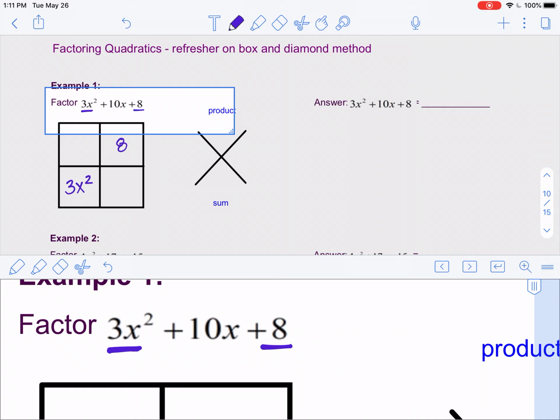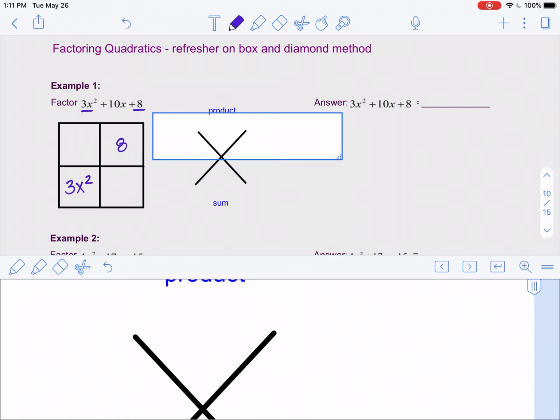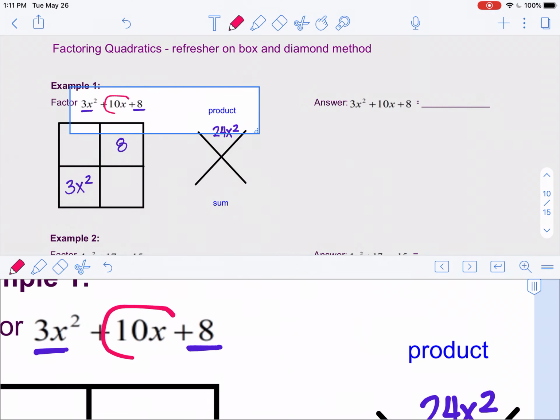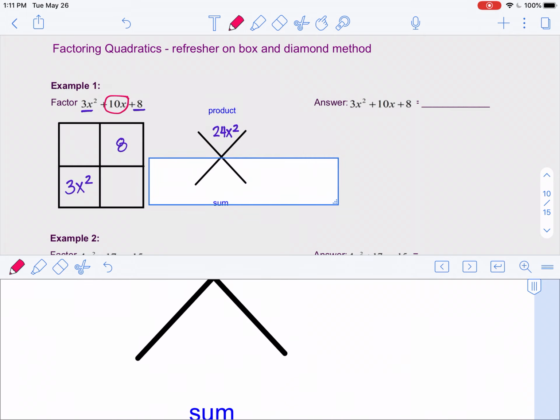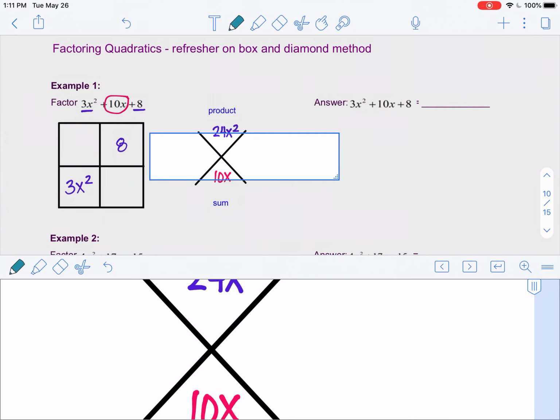And so the first thing you're going to do is multiply the first and the last thing, so the things you just put in the box together, and you're going to put that product, which would be 24x squared, here. And then you're going to put this middle unused one down here. So the idea is I'm going to be trying to find two things that multiply to 24x squared but add up to 10x.